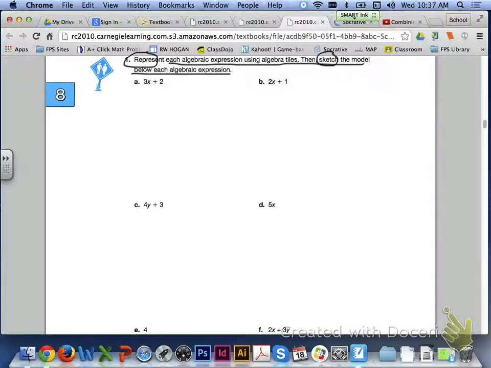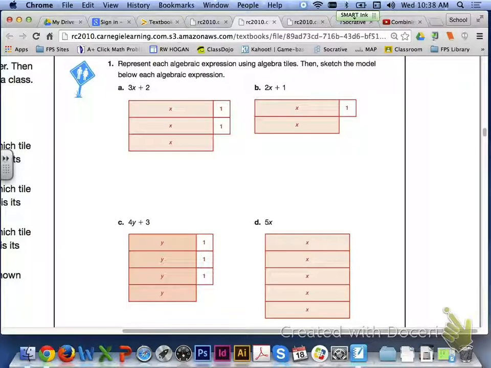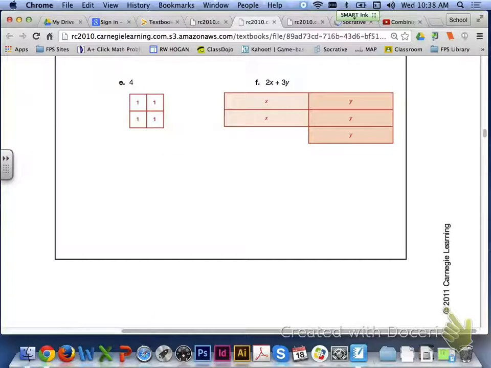So let's take a look at number 1 on page 546. It says represent each algebraic expression using our colored pencils. We're going to get some more practice with sketching the models below each algebraic expression. Go ahead and do letters A through F. Here are what your models should look like for letters A through D. For A, we have 3x plus 2, B, 2x plus 1, C, 4y plus 3, and D, 5x. And here are your two sketches for letter E and letter F. E is just 4, and F is 2x plus 3y.